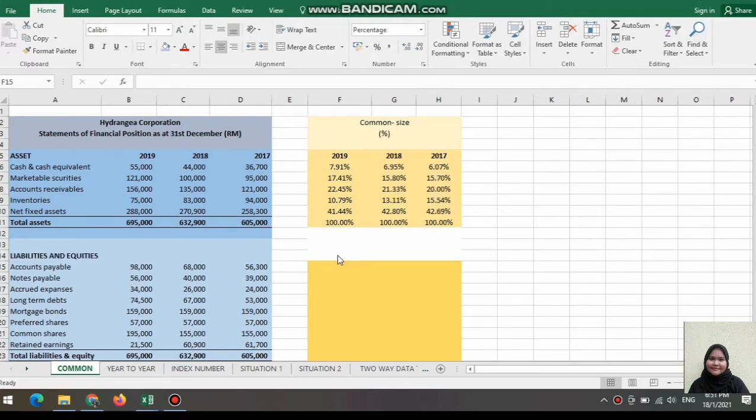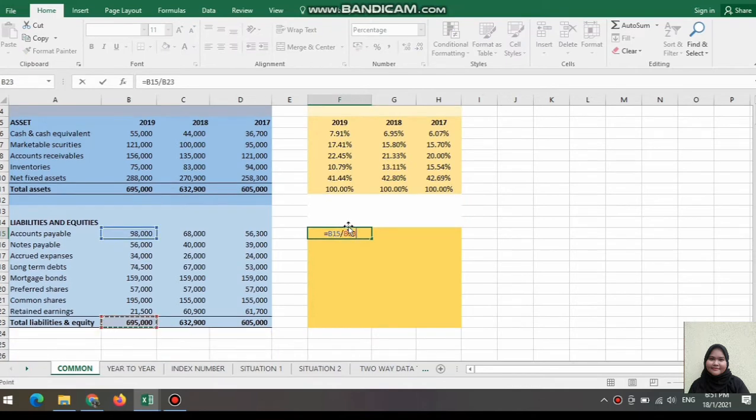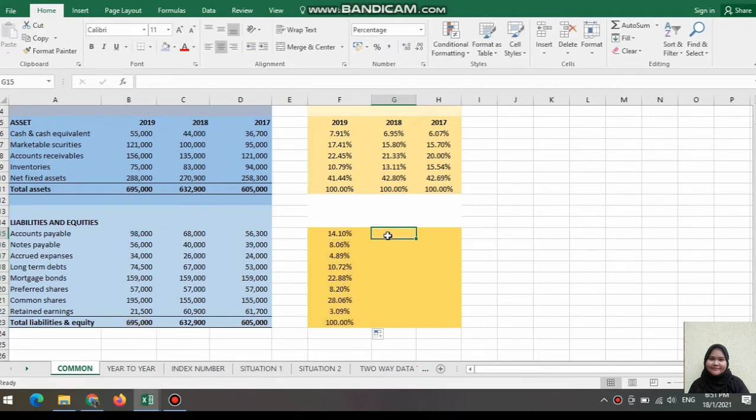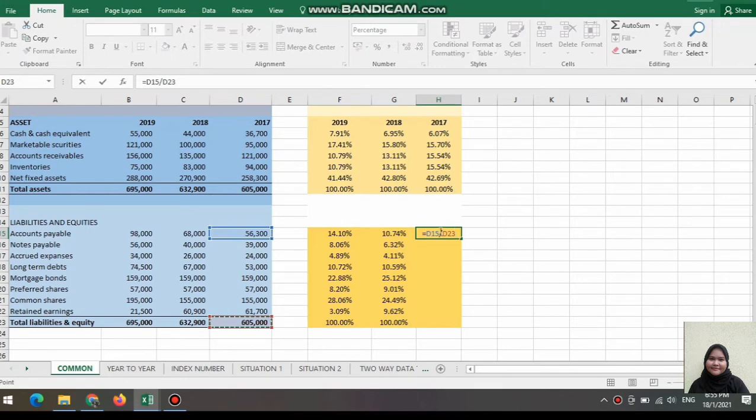For the liabilities, the formula is the same. Item in liabilities divided by total liabilities. We put the dollar signs and drag the formula until the total liabilities. This is the answer for 2019. For 2018, the same formula. Again, put the dollar signs and drag it into the total liabilities. And then for 2017 is the same formula again, and put the dollar signs and we drag into the total liabilities.